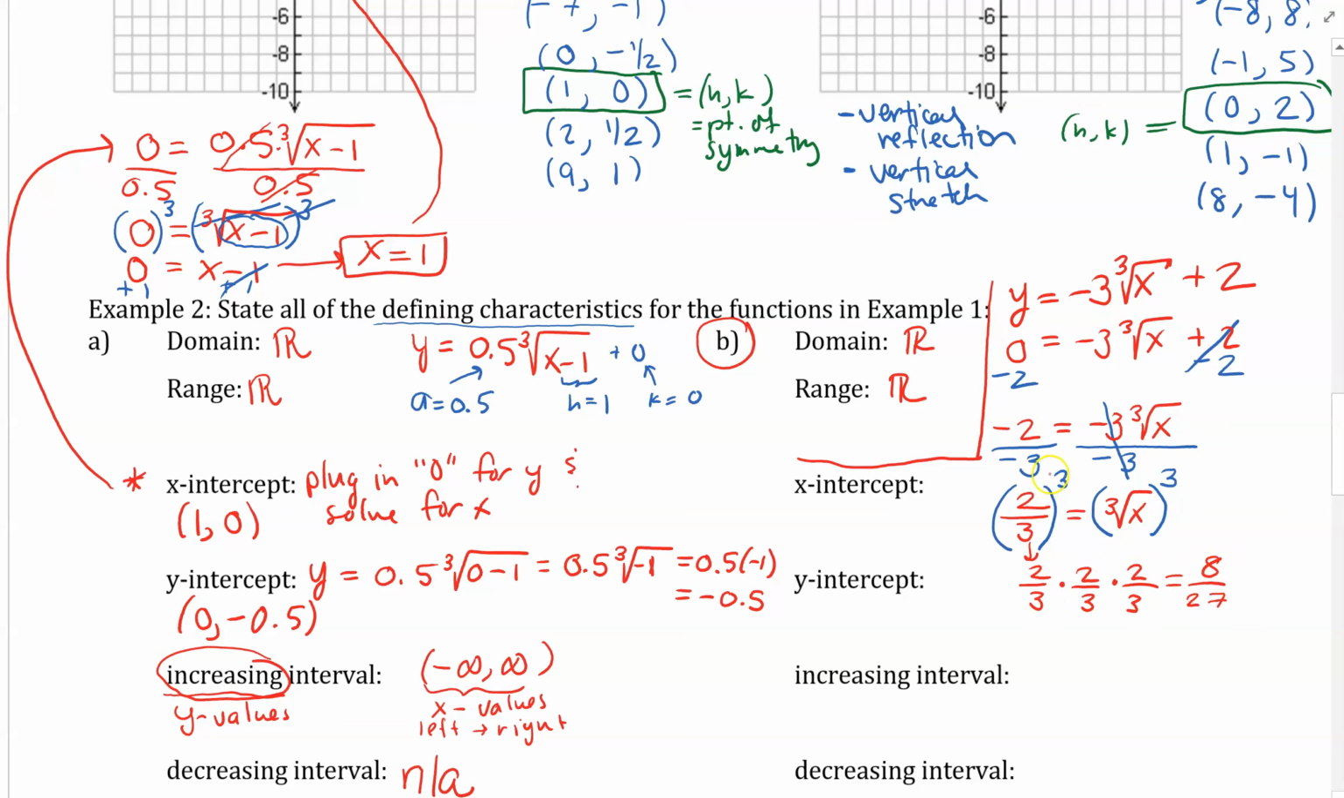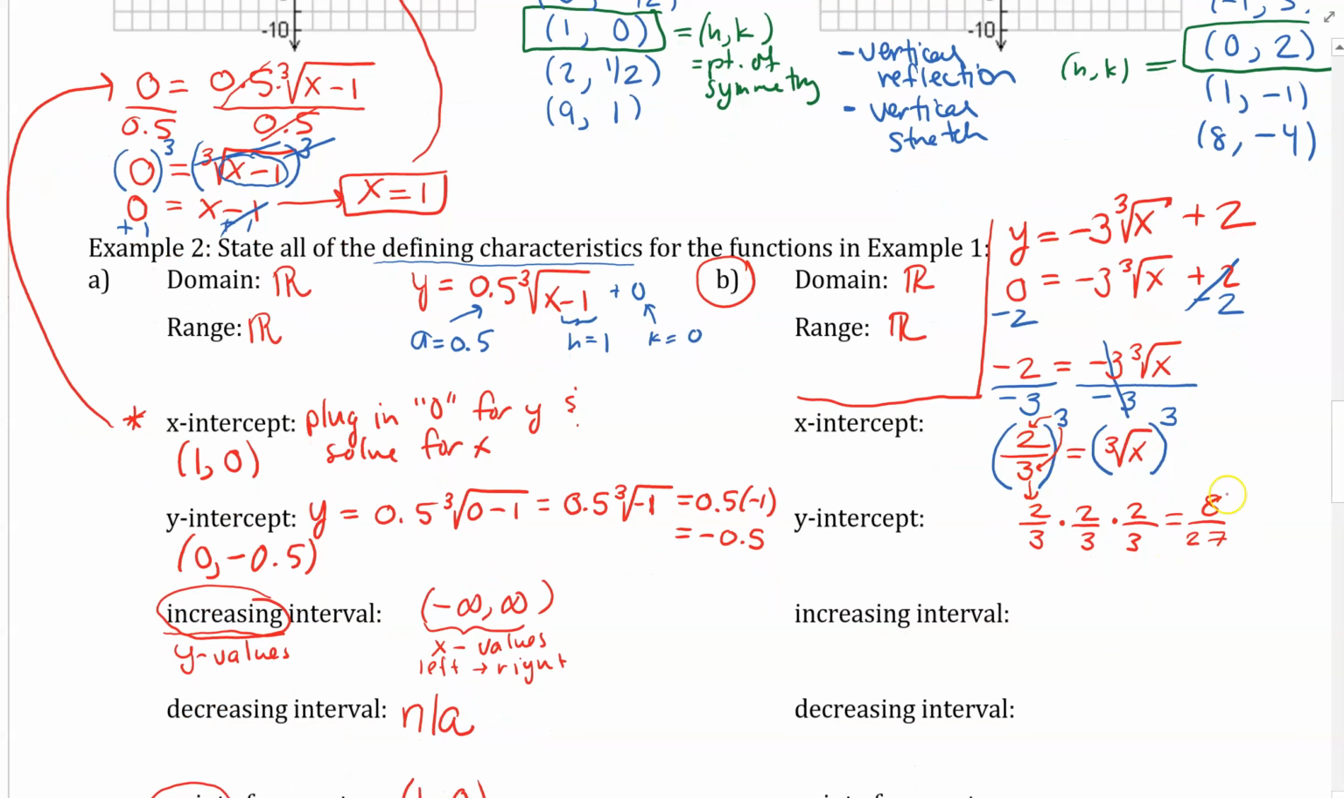So basically, you could just cube both the 2 and the 3. And so that is what I have on the left side. So 2/3 to the third power is 8/27. And that is equal to x, because the cube root and the power of 3 canceled out and left me with just x. So that's my x-intercept, is 8/27, comma x.